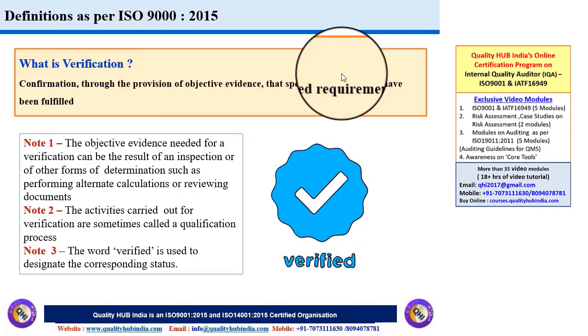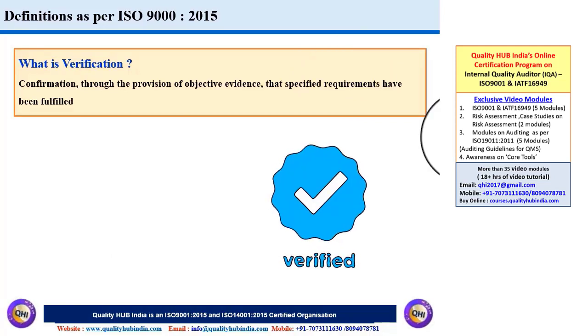And the word verified basically corresponds to the status after verification. So generally you must have seen that products are stamped as verified, which means that verification has been done, or some sort of processing or inspection has been completed as per some guidelines, standards or documents.